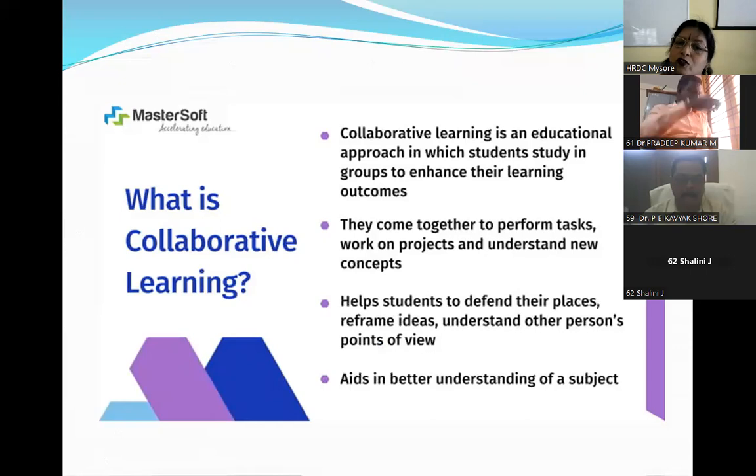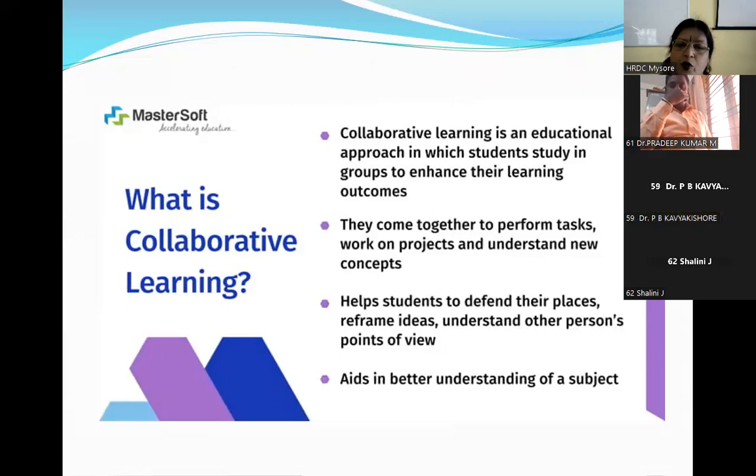Students come together to perform tasks, they work on projects and understand new concepts. This helps students to defend their positions, reframe ideas, understand other person's points of view, and aids in better understanding of a subject. We all know that during our group studies or group discussion, we did learn a lot from our peers. What they knew, they shared with us. What we knew, we shared with them. So there was a lot of learning which happened due to this group discussion.